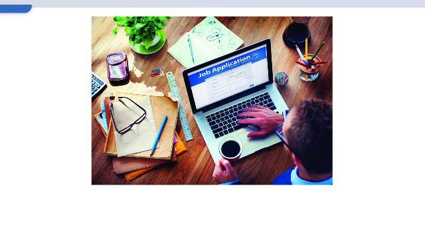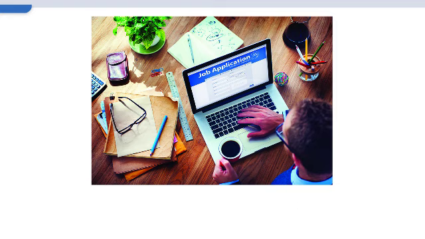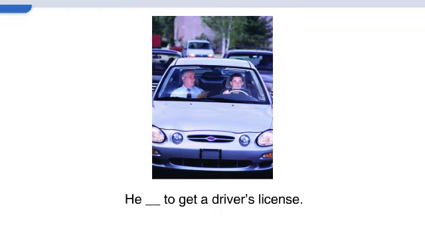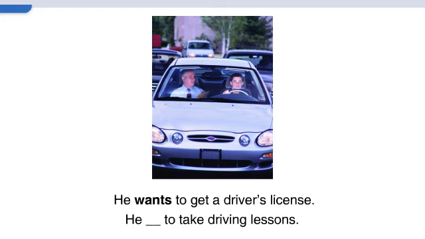Look at the picture. Say the sentence. I want to make more money. Look at the picture. Listen to the first sentence. Say the second sentence. I want to make more money. You need to get a job. He wants to get a driver's license. He needs to take driving lessons.